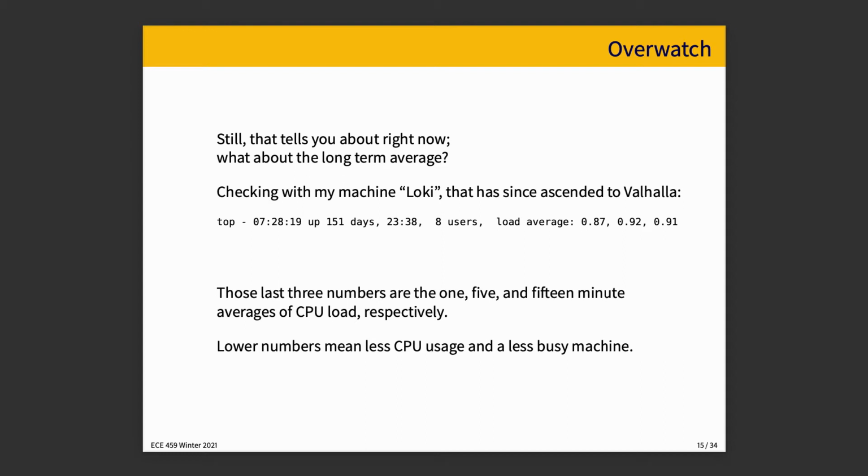8 users, load average 0.87, 0.92, 0.91. Those last three numbers are the 1 minute, 5 minute, and 15 minute averages of CPU load, respectively. So the 1 minute average has been 87%, the 5 minute 92%, and the 15 minute 91%. I was using CPU cycles at the time for World Community Grid, because I'm single-handedly saving the world, don't you know? But lower numbers mean less CPU usage and a less busy machine, which is usually a sign that we're not maxing out the CPU and it's not our limiting factor.